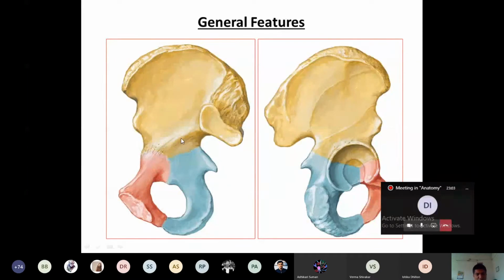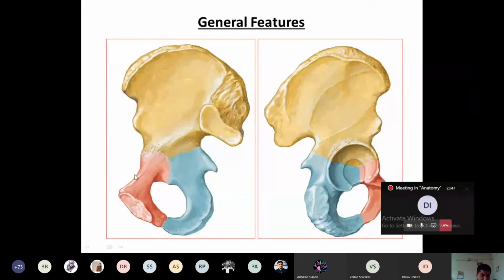So what is this line? This one is the arcuate line. What is this part? Iliopubic eminence. What is this part? This part is the pectineal line of the pubis. These three parts are very, very important, because they form a part of the pelvic brim or inlet of the pelvis. Below this part it forms the pelvic cavity, and above this part it forms the false pelvis. The iliac fossa is a part of the false pelvis, and the pelvic cavity is the true pelvis below the pelvic brim.